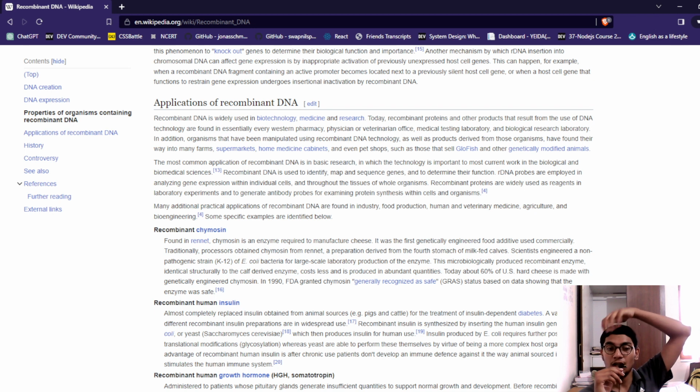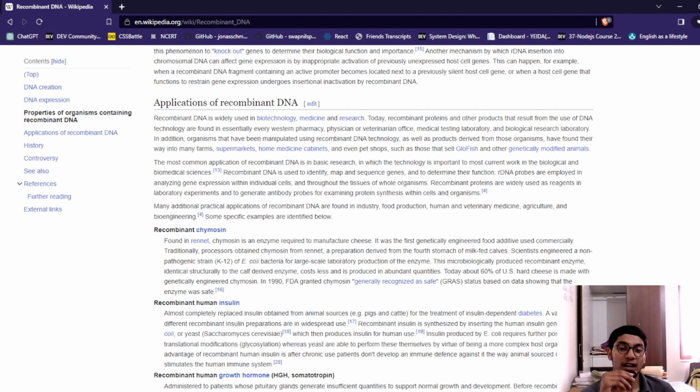Recombinant chymosin, found in rennet. Chymosin is the enzyme required to manufacture cheese. It is the first genetically engineered additive commercially. Traditionally, chymosin was obtained from rennet, a preparation derived from the fourth stomach of milk-fed calves.